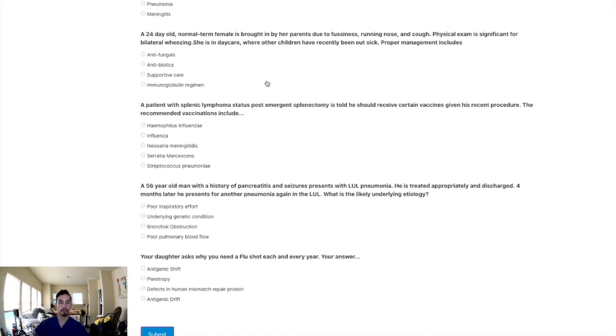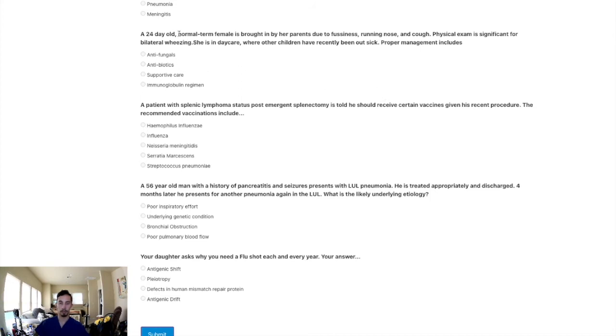All right, a couple more questions. All right, a 24-day-old normal-term female is brought in by her parents due to fussiness, runny nose, and cough. Physical exam is significant for bilateral wheezing. She's in daycare, where other children have recently been sick. Proper management includes, is it antifungals, antibiotics, supportive care, or immunoglobulins?